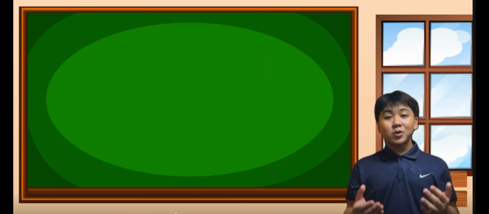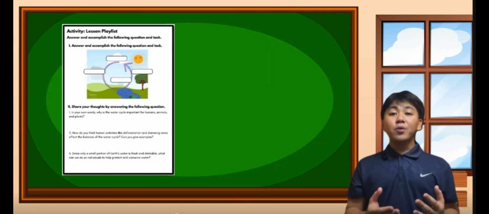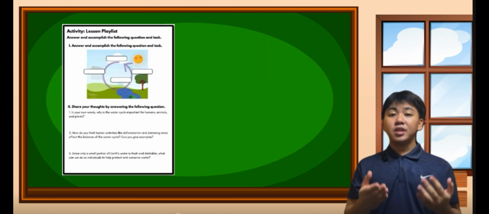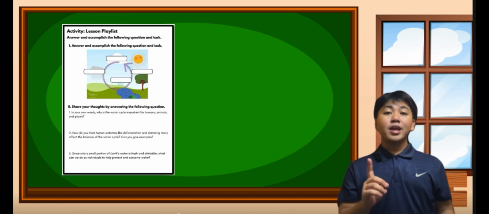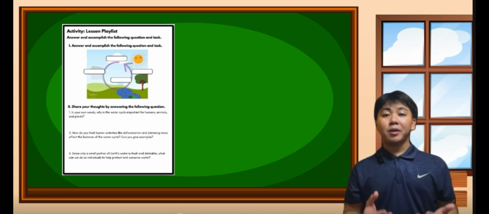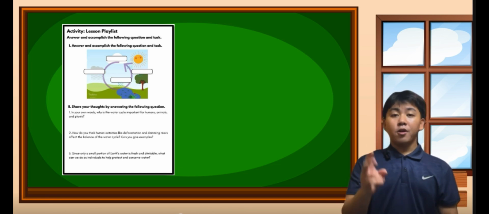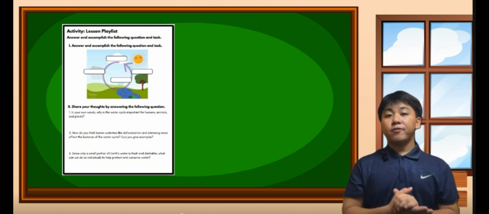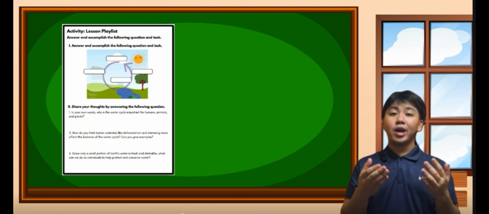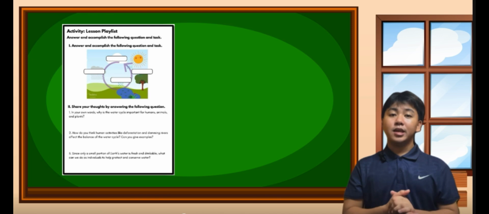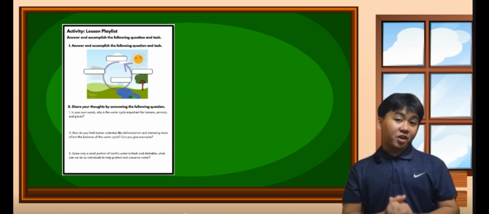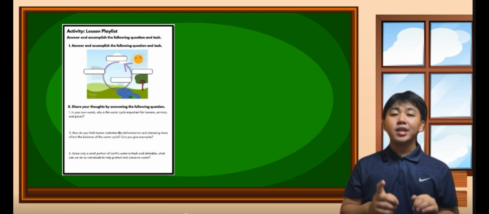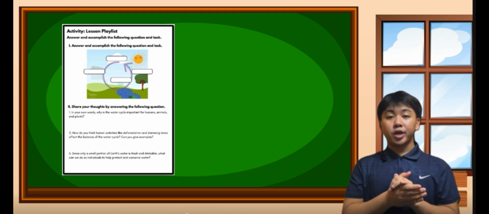Very good watching, class. Now, you may begin answering your activity sheet. For part 1, label the diagram with the correct processes of the water cycle. For part 2, answer the reflection questions by writing your ideas in complete sentences. Take your time, think carefully. I will give you a few minutes and then we will check your work together.